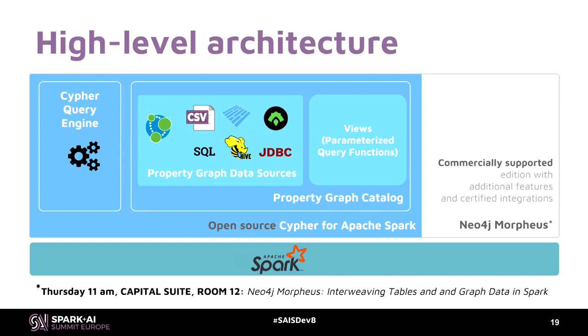Let me give you a high-level architecture overview of how the system actually works. As I already said, on the very bottom, the very basis, is the Spark SQL data frame API. On top of that, we've built Cypher for Apache Spark and its more commercial sister product, which we call Neo4j Morpheus. Cypher for Apache Spark itself consists of two main parts: the query engine, which takes care of translating a Cypher query into Spark SQL or data frame API calls, and the property graph catalog, which allows you to store and read data from different property graph data sources that can be, for instance, Neo4j, or file-based formats like CSV, Parquet, or ORC, or even SQL databases that support either Hive or JDBC.